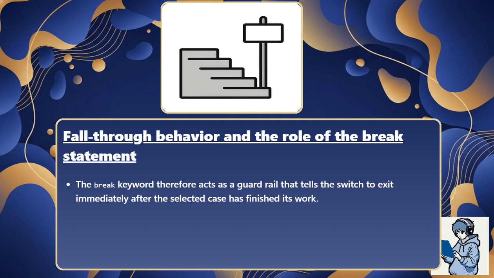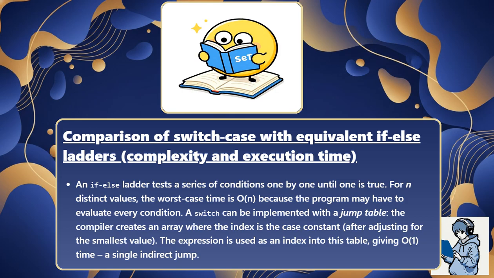An if-else ladder tests a series of conditions one by one until one is true. For n distinct values, the worst case time is O(n) because the program may have to evaluate every condition. A switch can be implemented with a jump table. The compiler creates an array where the index is the case constant after adjusting for the smallest value. The expression is used as an index into this table, giving O(1) time, a single indirect jump.